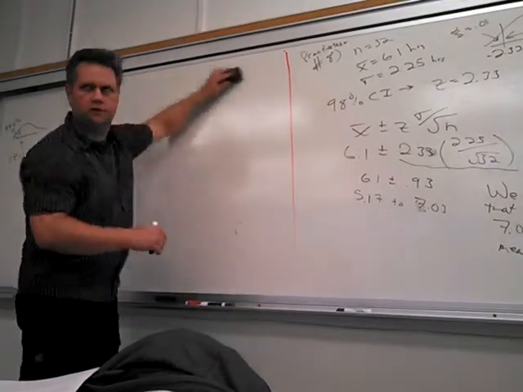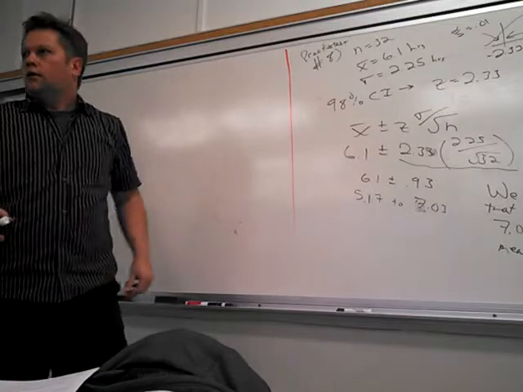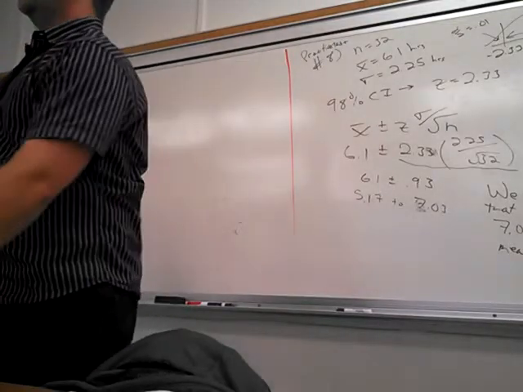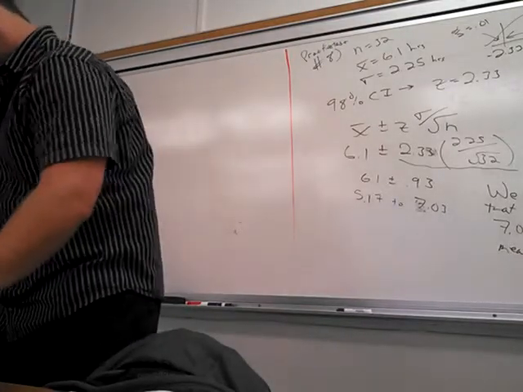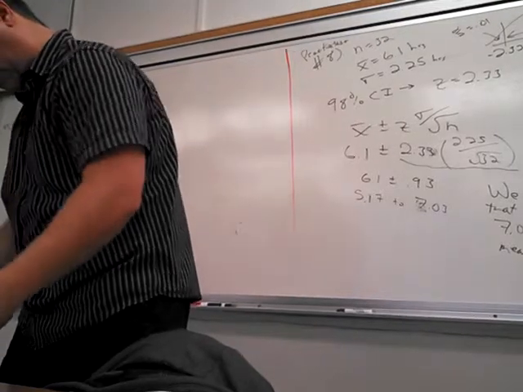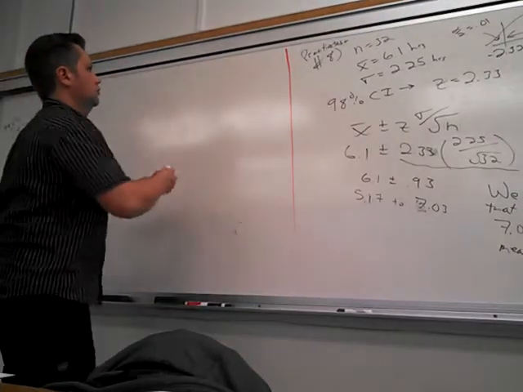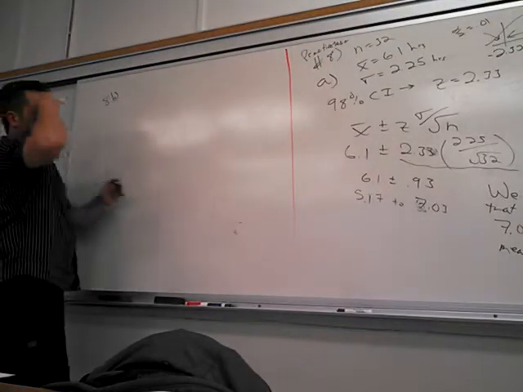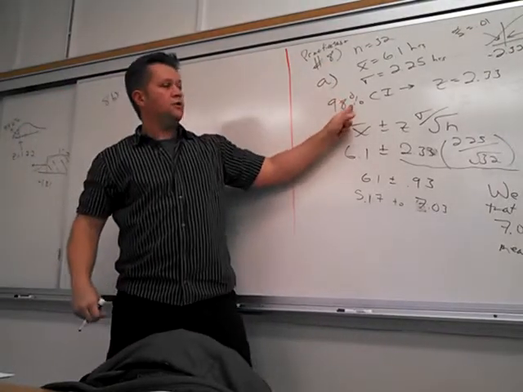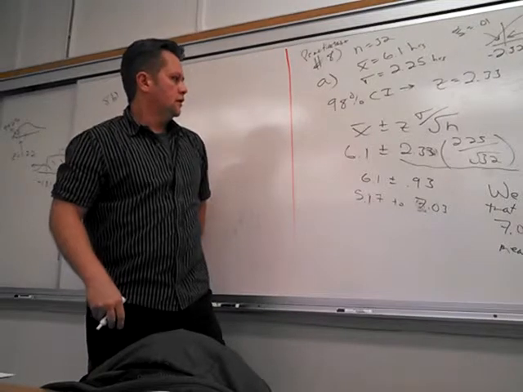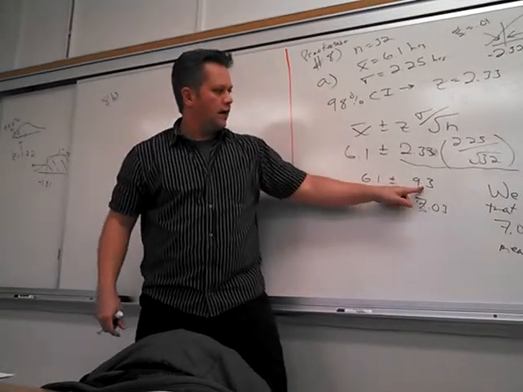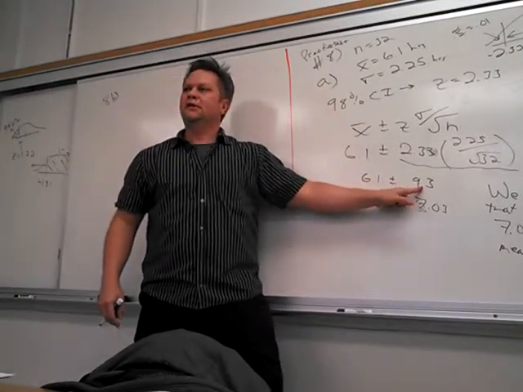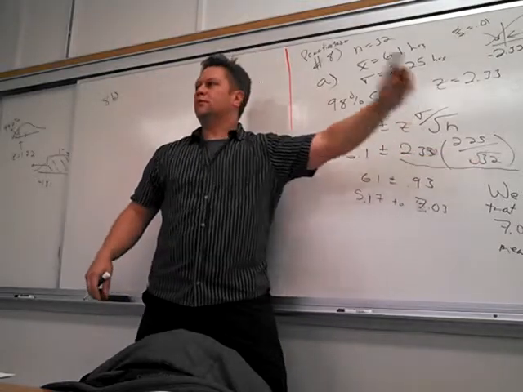Any other questions specifically from practice tests or from homework? Oh yeah, 8B. Yeah, cool. So there's 8A. 8B. So real quick, to be 98% confident that I'm within 0.93, I had to take 32 people.